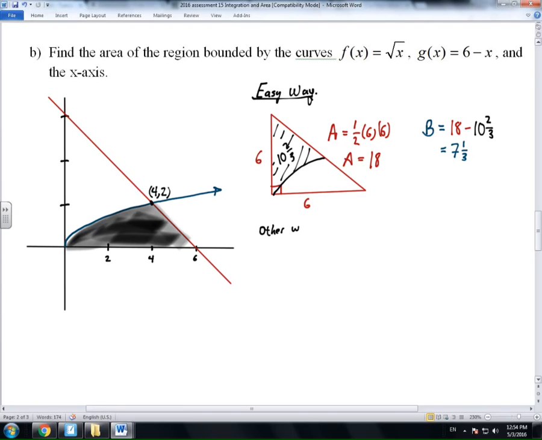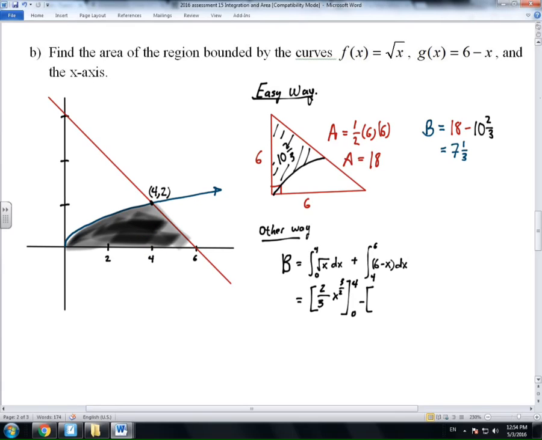Now if you're going to work harder, not smarter, then you would use integrals. Notice how I set up my integrals. Right here I went from 0 to 4 of the square root of x. So I just integrate the square root of x from 0 to 4. That's going to give me the left portion of the shaded area. And then to get the right portion of the shaded area, I just need to go from 4 to 6 underneath the red line. So I integrate the red line from 4 to 6 to give me this little triangle wedgie, and I integrate the blue curve from 0 to 4 to get the other portion of the shaded area.